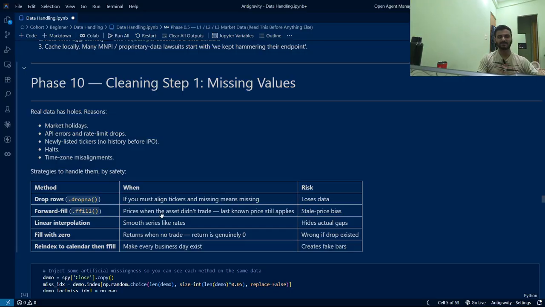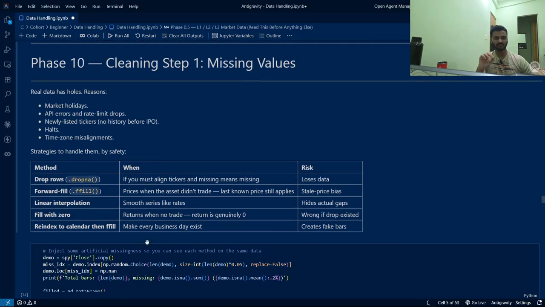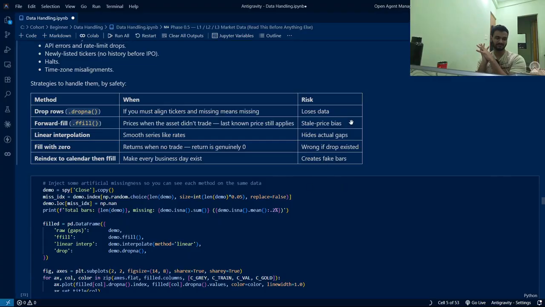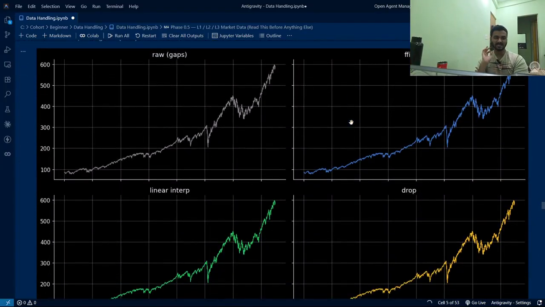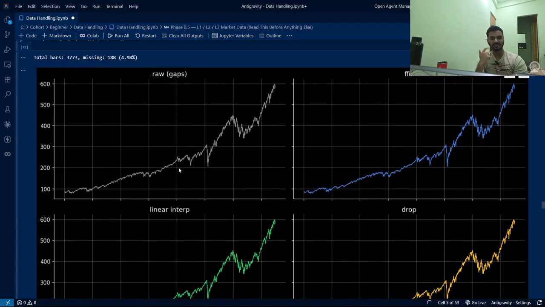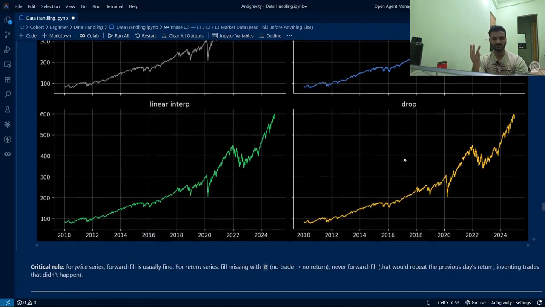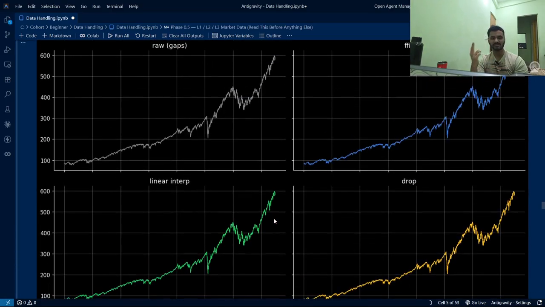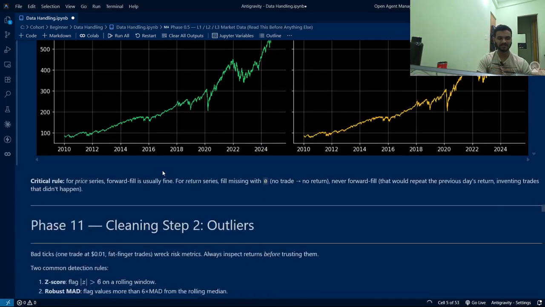Then your forward fill. Prices when the asset didn't trade: the last known price still applies. It's a stale price bias, right? There was no zero volume. Linear interpolation suits smooth series like rates, but hides the actual gap. Fill with zero returns when no trade: the return is genuinely zero, wrong if a drop existed. Re-index to calendar, then fill, so every business day exists. It will create fake bars though, right? As you can see, linear interpolation, raw gaps, forward fill, and drop, right? Usually forward fill or drop is used. Sometimes linear interpolation is used.